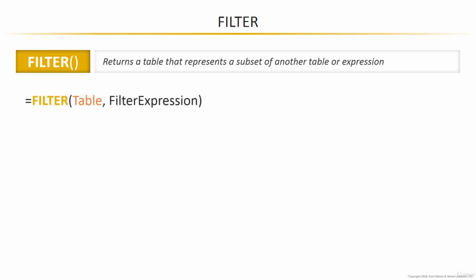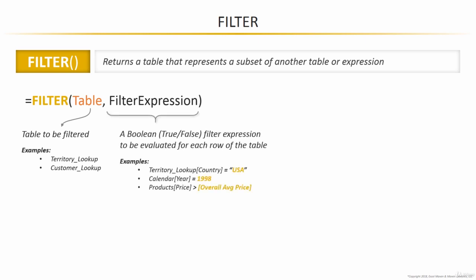So very simple syntax. The first argument is the table that you'd like to filter. It might be a lookup, might be a data table, doesn't matter, any table. And the second argument is the filter expression, a Boolean true-false filter expression to be evaluated for every single row of the referenced table. Now, a couple of very important things to call out here.